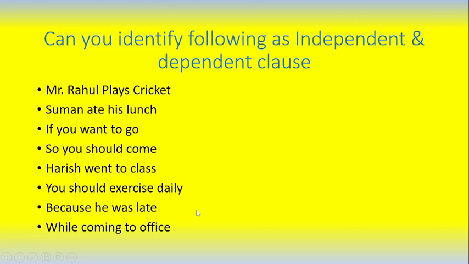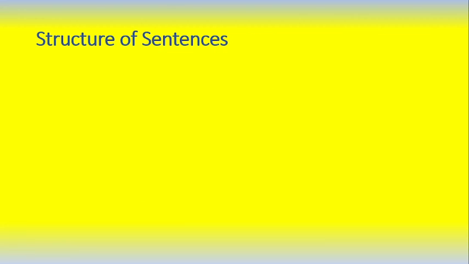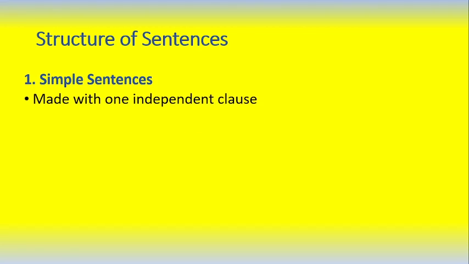I think you understood what an independent clause and a dependent clause are, because in order to understand the various structures of a sentence, we need to understand what an independent clause and a dependent clause are. Now let us go to the structures of sentences. Basically there are four structures of a sentence. Let us discuss one by one. The first one is the simple sentence. So what is a simple sentence? It is a sentence which is made with one independent clause.